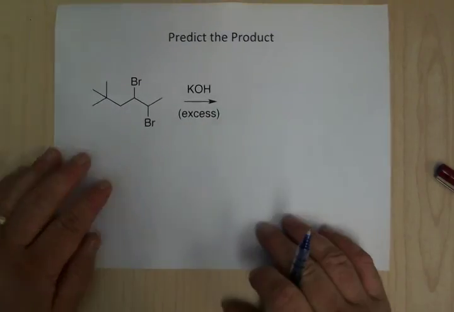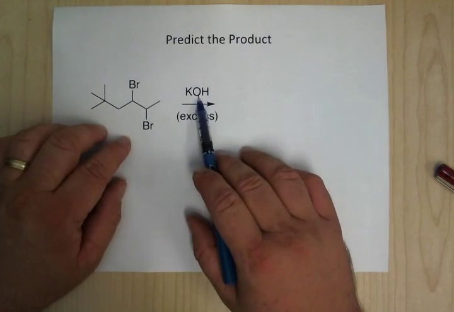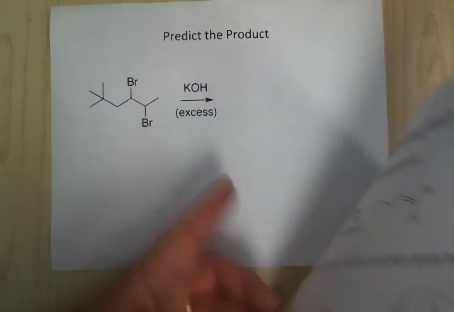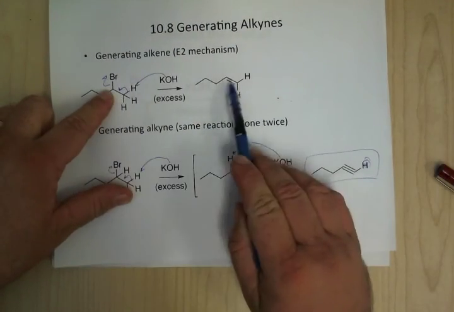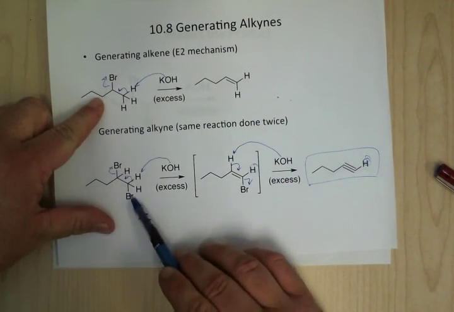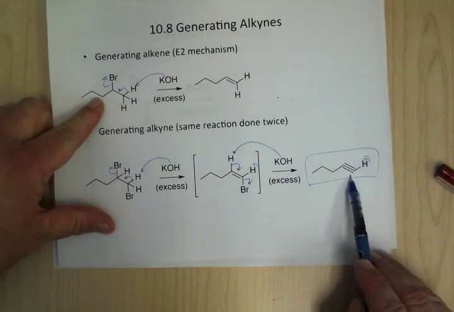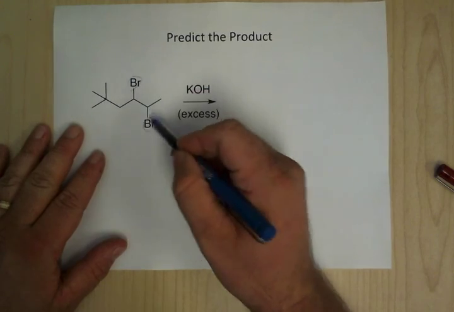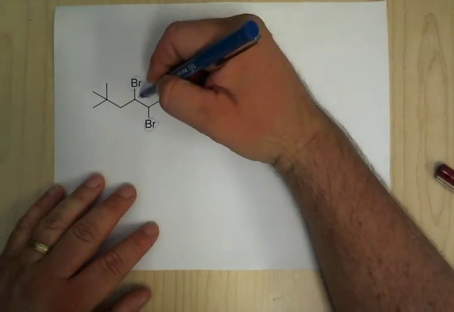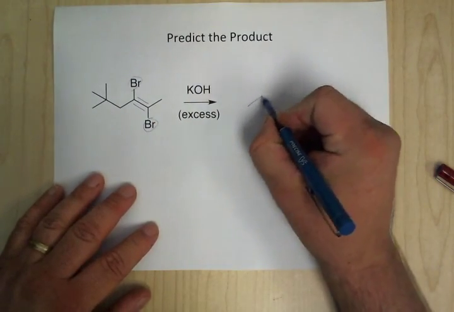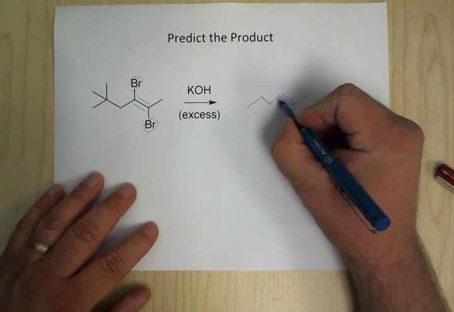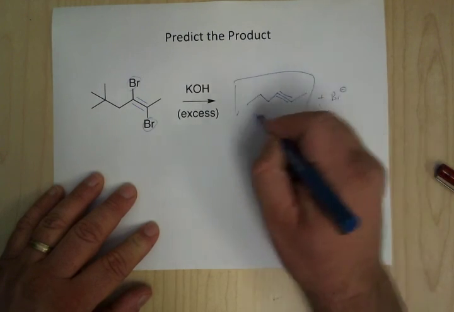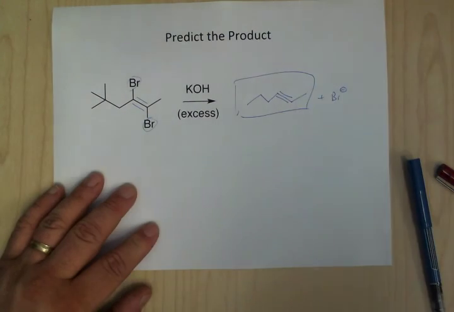If you're looking at here, you have an excess of base. Notice here, you had one leaving group, so you're going to add one pi bond. Here we're going to have two leaving groups, so we're going to make two pi bonds, and it's going to happen between them. So two leaving groups here means we're going to make two pi bonds, and it's going to end up making them between here. So you end up with that plus Br minus. There you go.